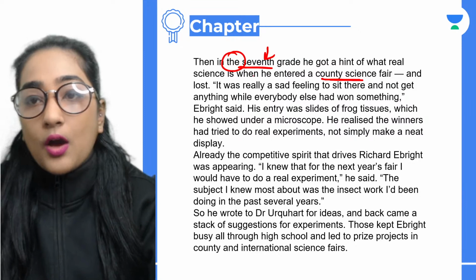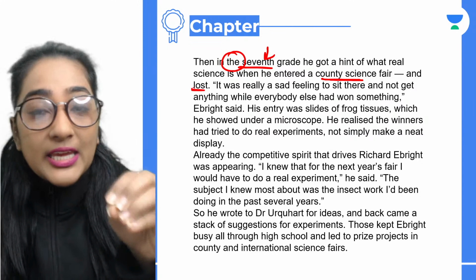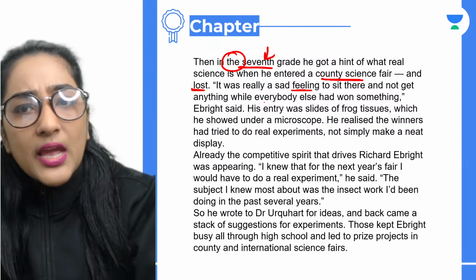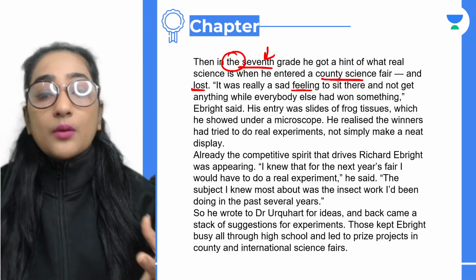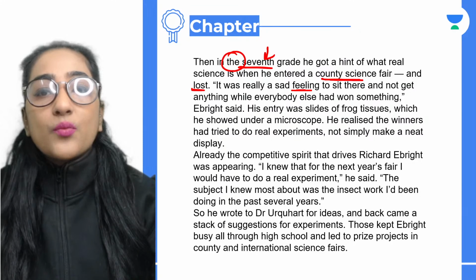Okay, aur wahan pe he lost. That means he didn't win. All right, like he didn't win there. It was really a sad feeling to sit there and not get anything while everybody else had won something. He's like, मुझे बहुत ही ज़्यादा बुरा लगा कि वहाँ पे मतलब सब लोग कुछ ना कुछ जीते, बस मुझे ही कुछ नहीं मिला. And then Ebright said his entry was slides of frog tissues.